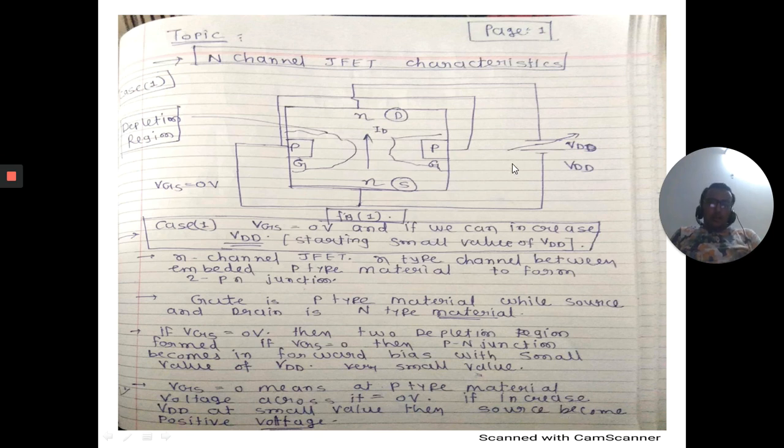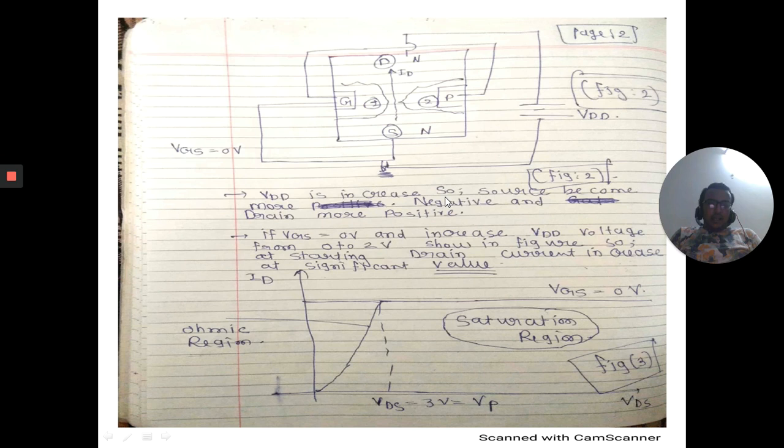See this here. If we increase the value of VDD, then the source becomes more negative. In the first case, with a small VDD, the source becomes slightly negative, but if we increase VDD, the source becomes more negative and the drain becomes more positive. See here, this is the polarity of the battery, see my cursor, plus point and minus point. Due to the plus point, if we increase VDD, obviously the voltage at the drain terminal is increased.